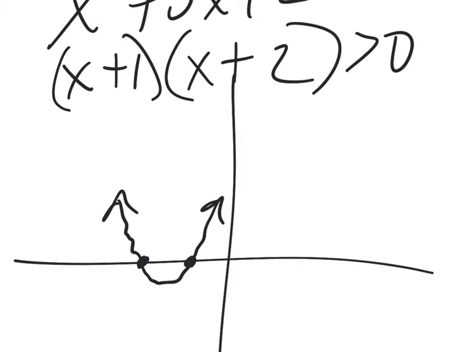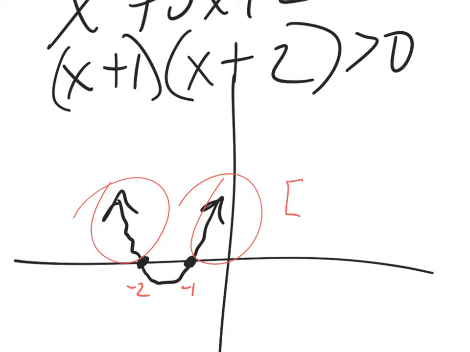Now, remember, all I care about is where is it bigger than 0? Well, I can see that it's bigger than 0 in here and here. So how would I say that? Notice there's no y in my equation when I set it greater than 0. I just care about the x values. So if this is -1 and this is -2, when is that thing above 0?